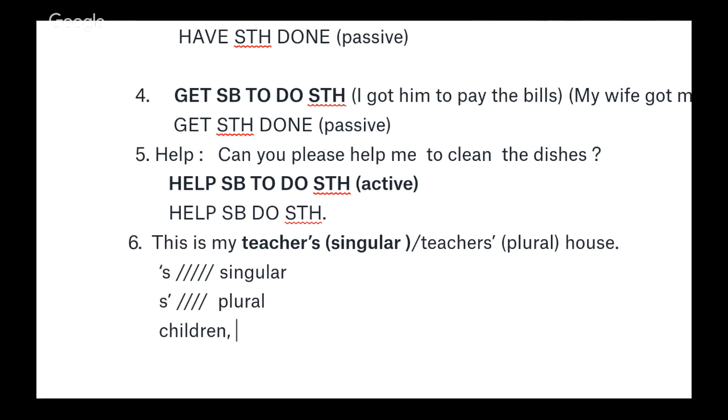Huh? Oh, but that's uncountable. We're not talking about uncountables here. Tell me, people, yeah? Men, yeah? Women, yeah? So all these plural words which are by themselves plural don't require S to become plural. You follow rule number one.